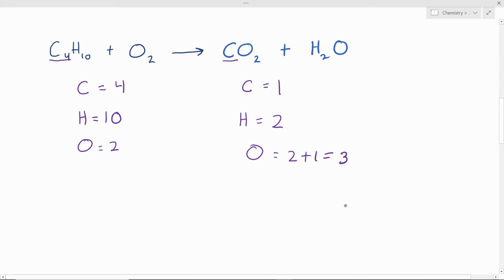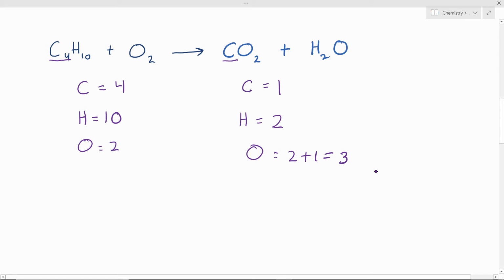Now, I can compare each side. Clearly my carbons are not balanced. I have 4 on the left side and 1 on the right side. My hydrogens are also not balanced. They are different. And oxygen is not balanced either. Okay, so everything is not balanced.